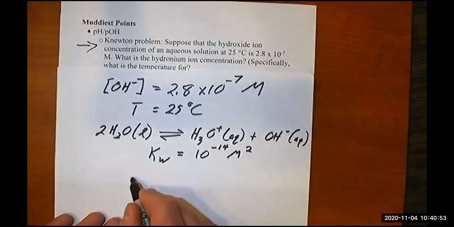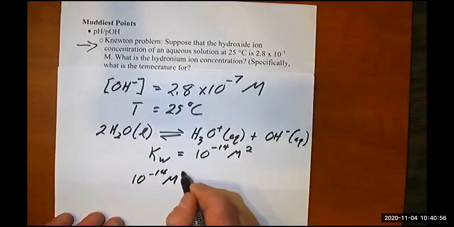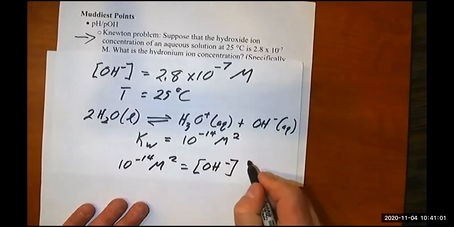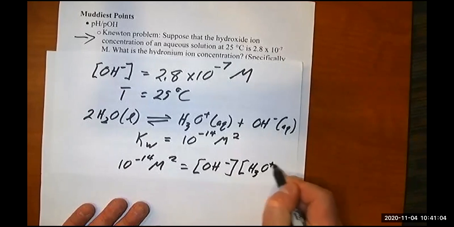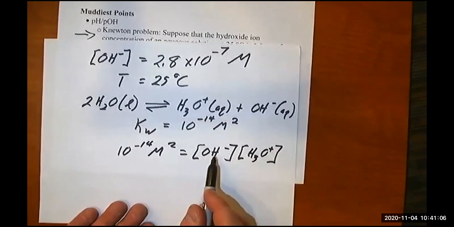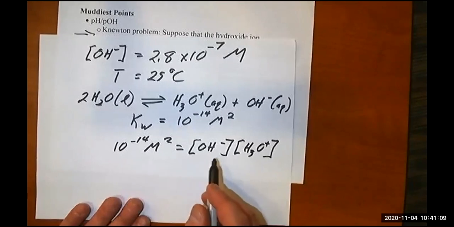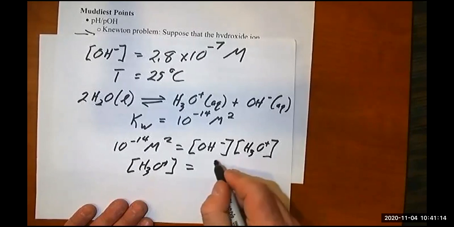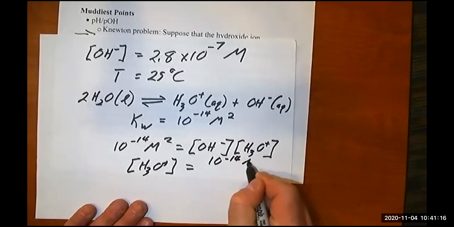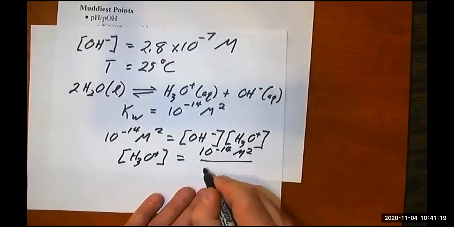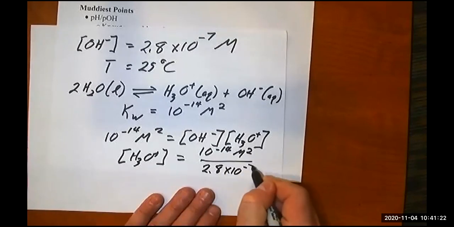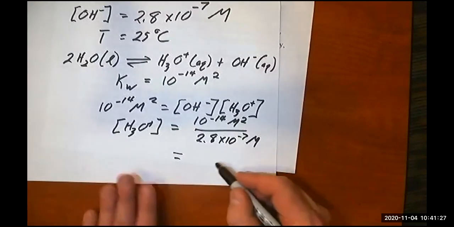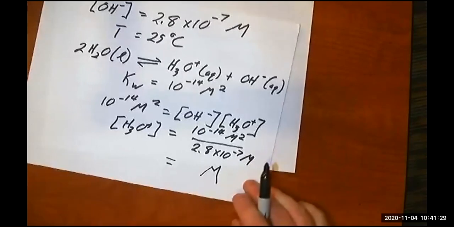So we take our 10 to the minus 14 molar squared, and that is going to equal our concentration of hydroxide ion times our concentration of hydronium ion. We have the hydroxide ion concentration, so we simply divide it through. And so H3O plus is going to equal 10 to the minus 14 molar squared over 2.8 times 10 to the minus 7 molar. I'm going to assume that you can plug that into your calculator to get your value for the concentration of the hydronium ion.